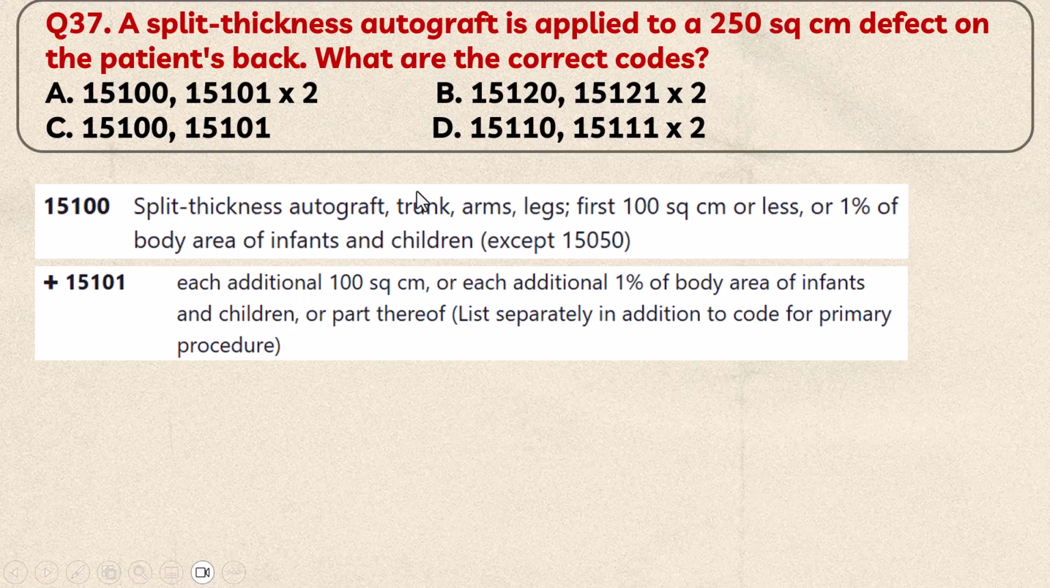So back, including the trunk. So for the first 100 square centimeter, you have to use this 15,100 plus 15,101 for each additional 100 square centimeter or each additional 1% of body area of infants and children or part thereof. So here after 100, there's 150 remaining. So two parts, 100 and another 50. So you have to use 15,100 plus 15,101 times 2. So the correct answer will be answer A.